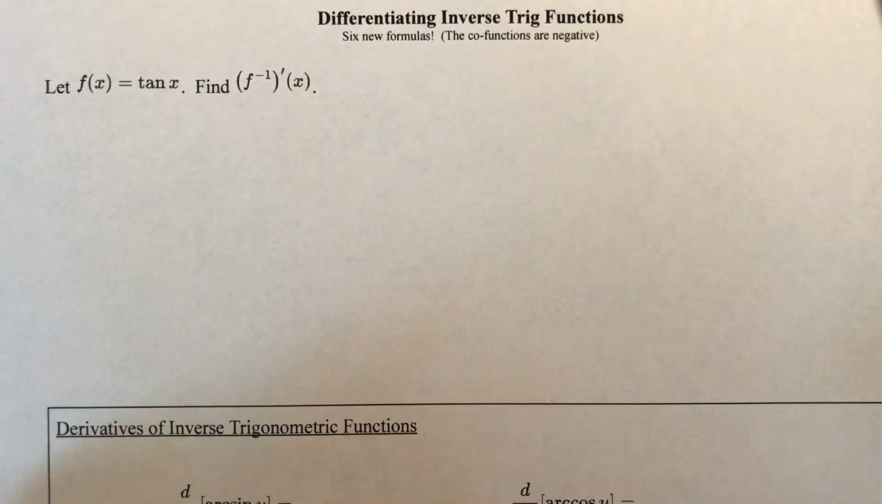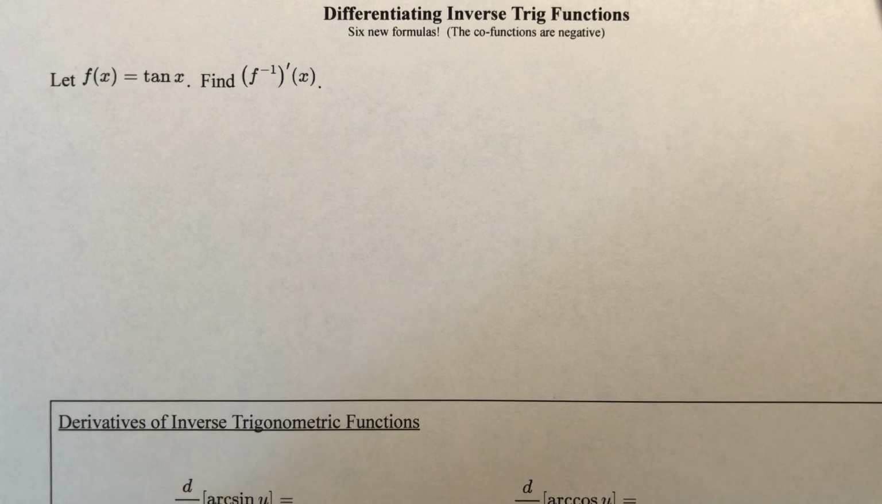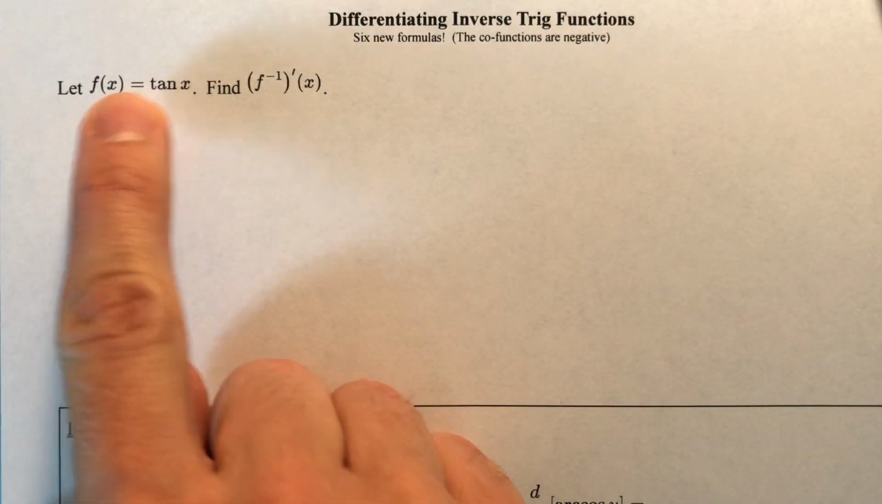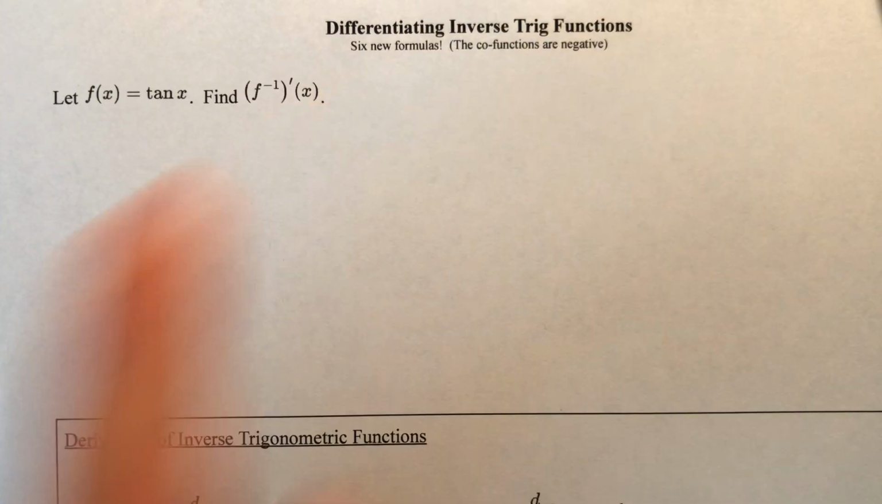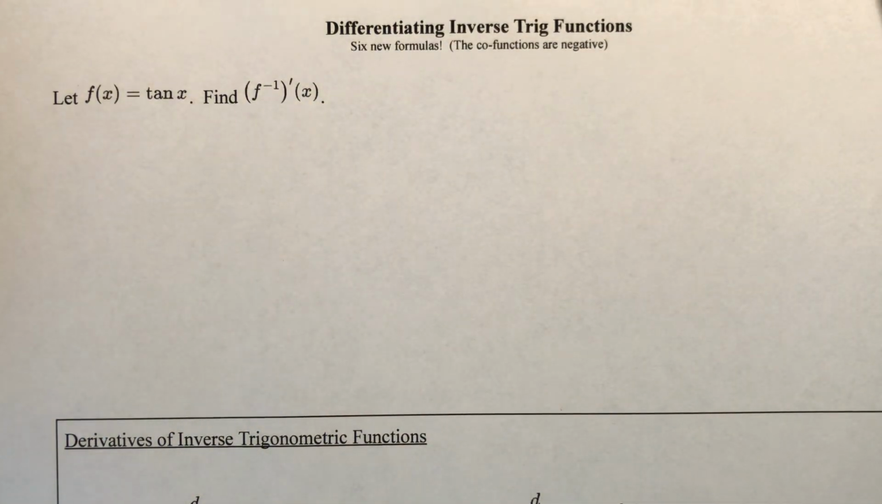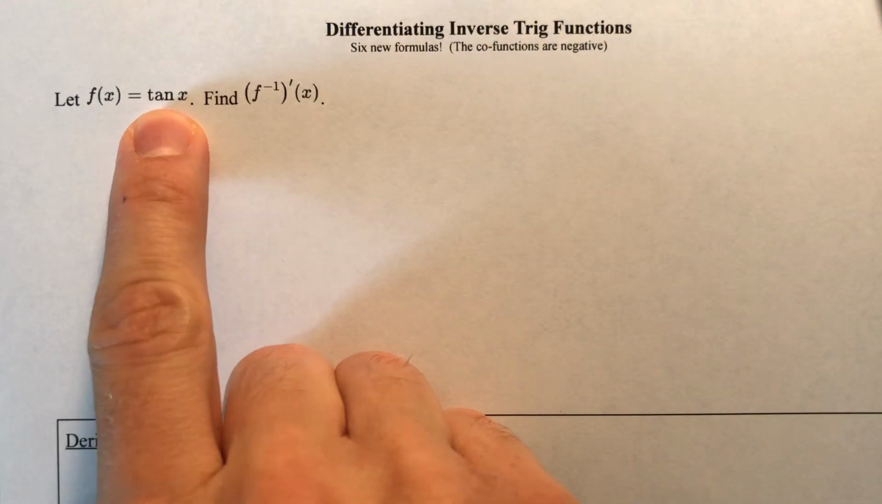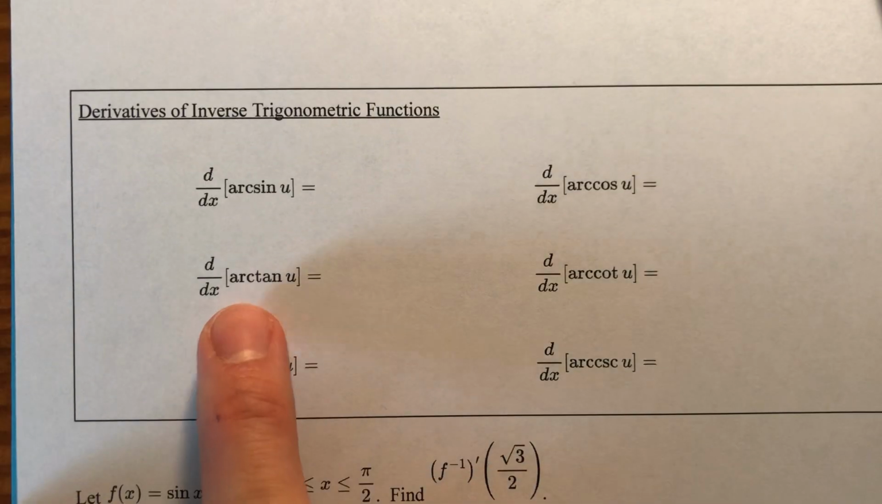Okay, I'm going to use this top example to show you where one of the formulas comes from, and then I'm going to just give you the rest of them. So let f equal tangent of x, find the derivative of the inverse of f, just of x. It doesn't have to be at a specific x value. Basically, we're going to find the formula for the derivative of the inverse of tan, and that actually is showing up right here.